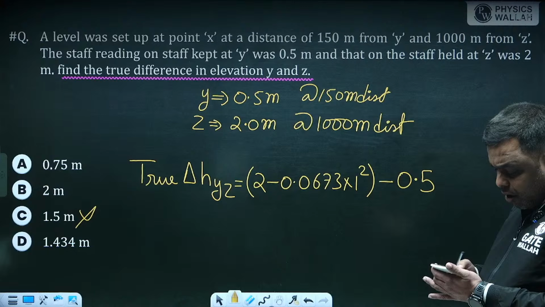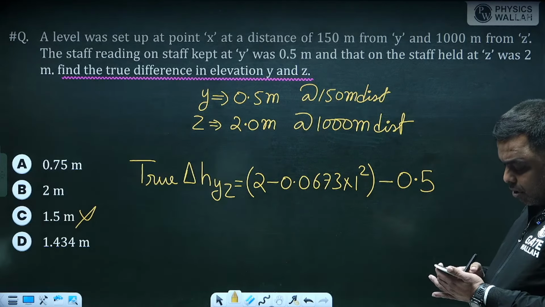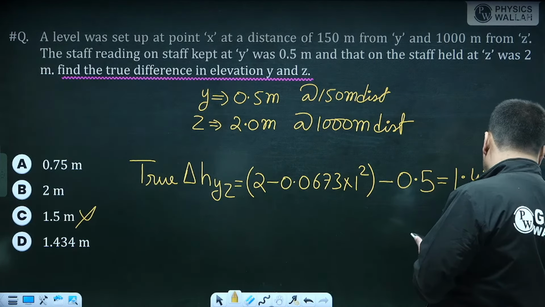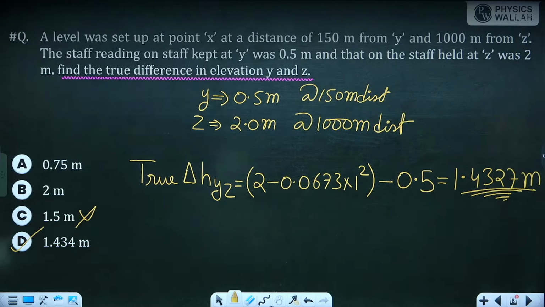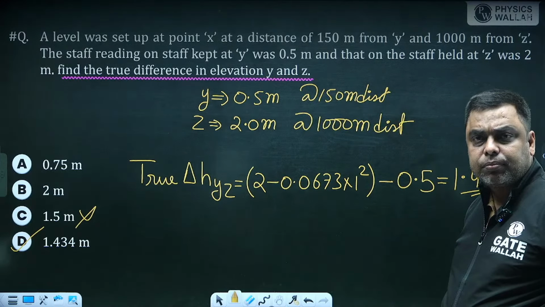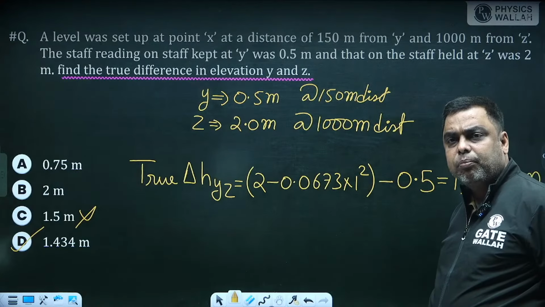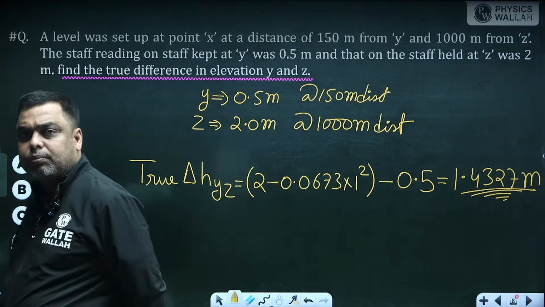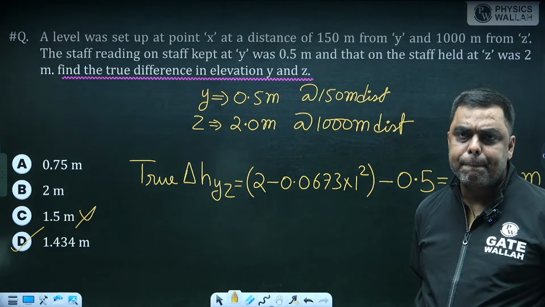So what will be the value coming? Let's solve. 2 minus 0.0673 minus 0.5. Is it coming 1.4327 meters? Is this the answer? D. Agreed? Any confusion? Anybody? Shall I proceed further? All crystal clear, everyone? Good.